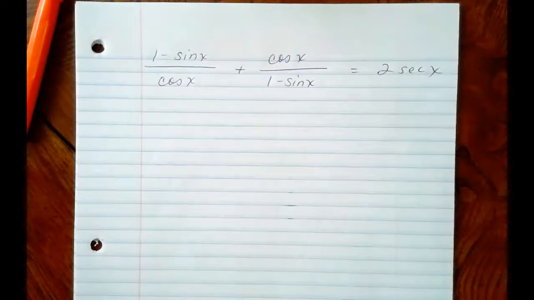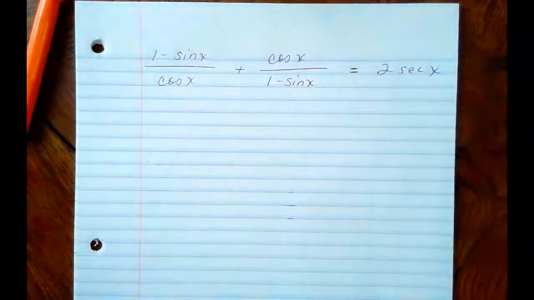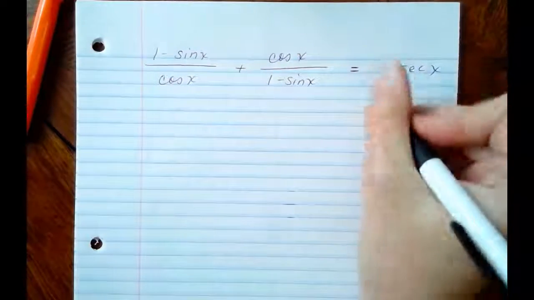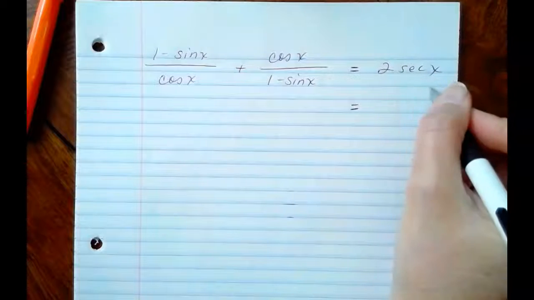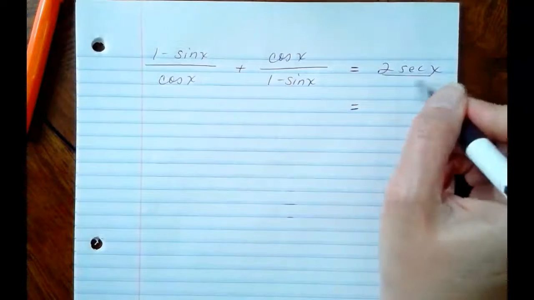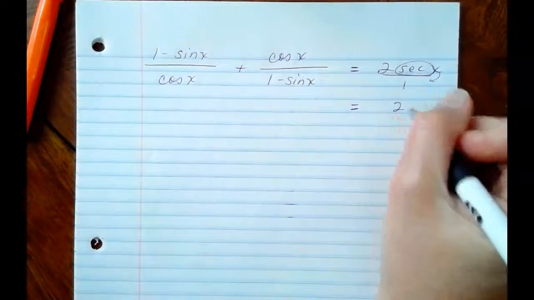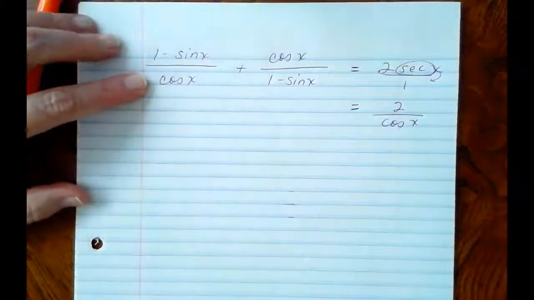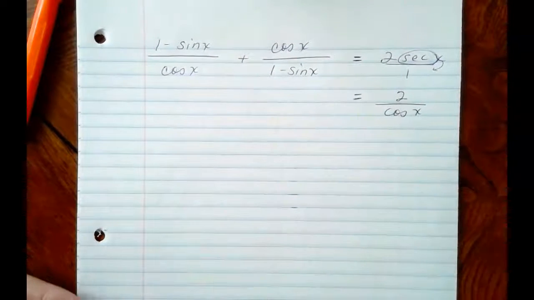One last fun verification problem, ladies and gentlemen. So I think, obviously, we're going to work on the left-hand side, but let's just do one little move on the right. Let's take this 2 secant x and pop that secant x down to the bottom and make it 2 over cosine x, because we've got a cosine x over here. So that's just giving me a little hint.